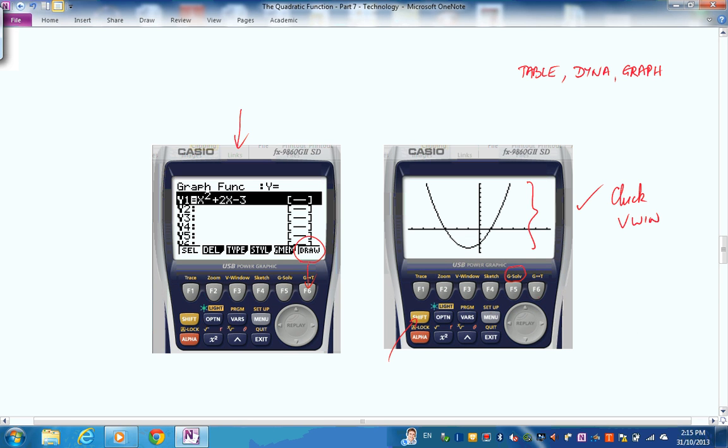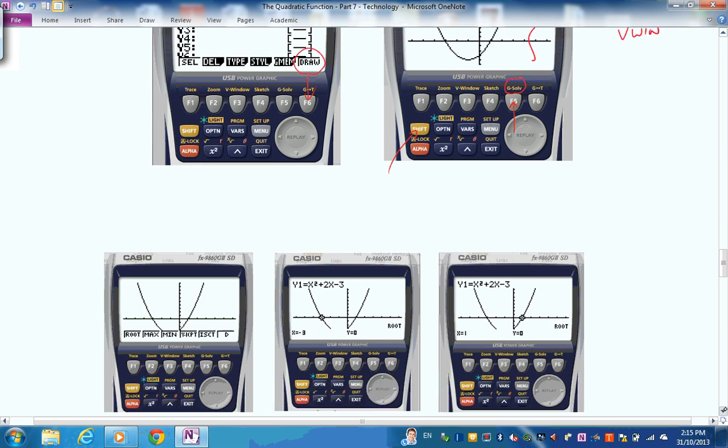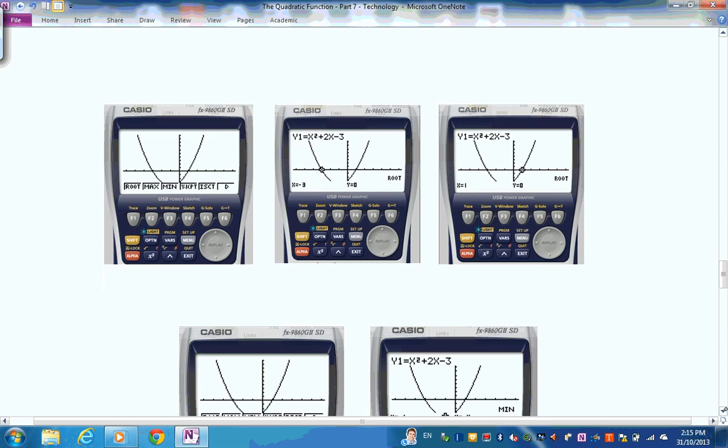So if we hit shift and then F5, we will get GSolv coming into action. And here it is. Here are the options for GSolv. Look at what's come up here.